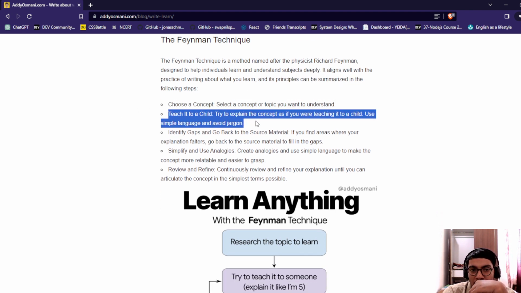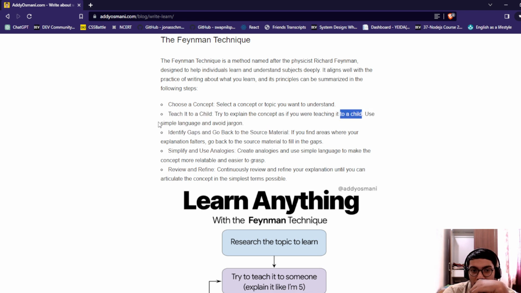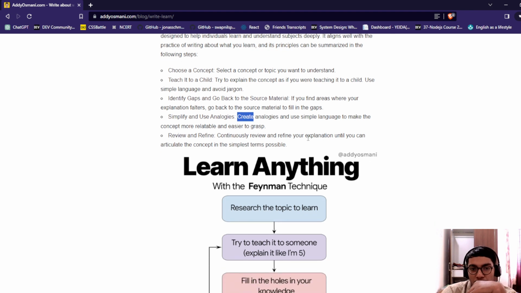Teach it to a child: try to explain the concept using simple language and avoiding jargon. Identify gaps: if you find areas where your explanation falters, go back to the source material and fill the gap. Simplify and use analogies: create analogies and use simple language to make the concept more relatable and easier to grasp. Review and refine: continuously review and refine your explanation until you can articulate the concept in the simplest terms possible.